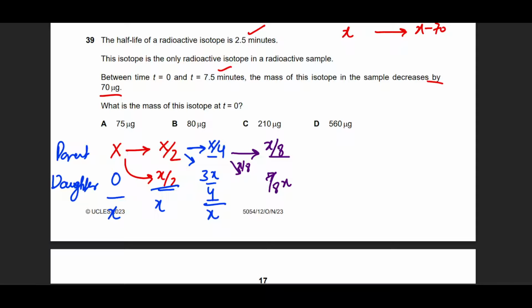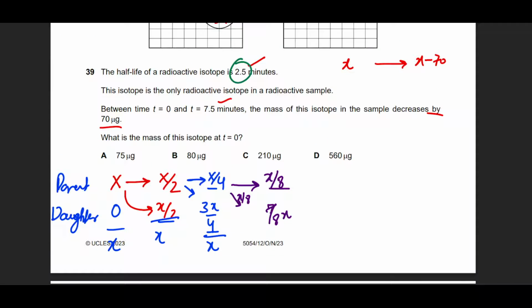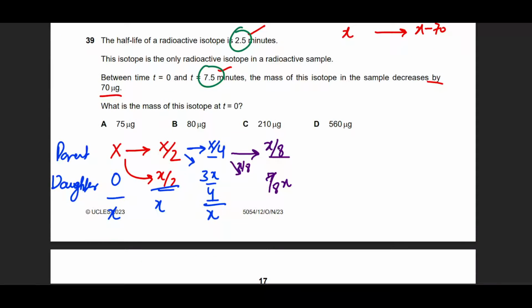Okay. Now, how do I know that I have to go up to 3 half-lives? You see, one half-life is 2.5. He goes up to 7.5, which means 1, 2, 3 half-lives, or you can say 7.5 divided by 2.5, I will get 3 as my answer, which means I have to check up to 3 half-lives, or my stopping criteria would be 3 half-lives. So that's why I'm stopping here.